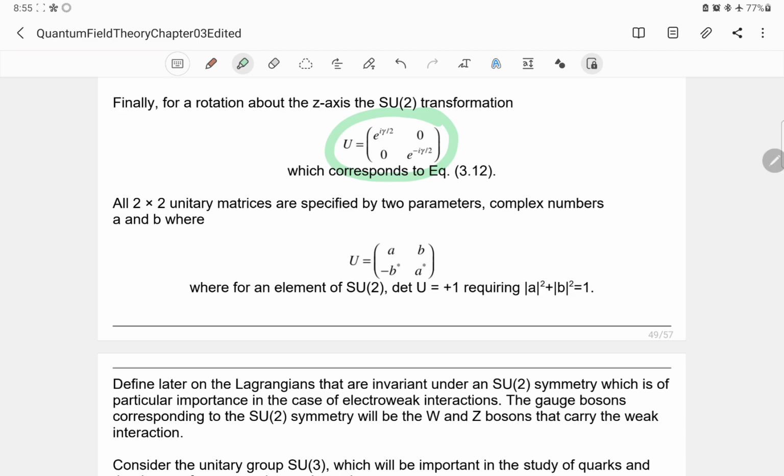So all 2x2 matrices are specified by 2 parameters, complex numbers A and B, where your U is just of the form A, negative B star, or B conjugate, and B, A star, where for an element of SU2 the determinant is positive 1, which requires A squared plus B squared to be equal to 1.